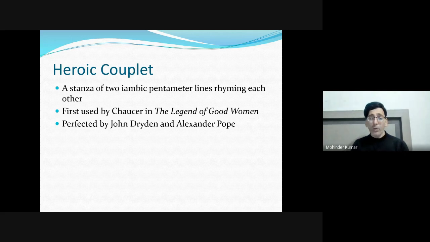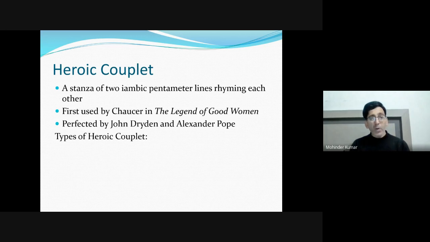And you all know that Alexander Pope is the greatest writer of heroic couplet, as Robert Browning, a Victorian poet, is the greatest writer of dramatic monologues. So dramatic monologue is the chief quality of Robert Browning. Similarly, heroic couplet is a chief feature of Alexander Pope.